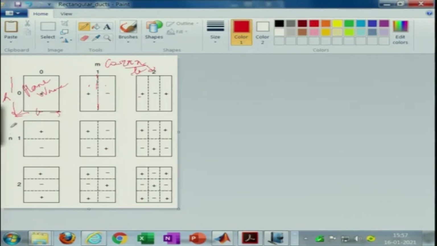Similarly, you have modes along the y direction, opposite phase along the y direction, and more. Then all these modes you can arrange in a matrix.